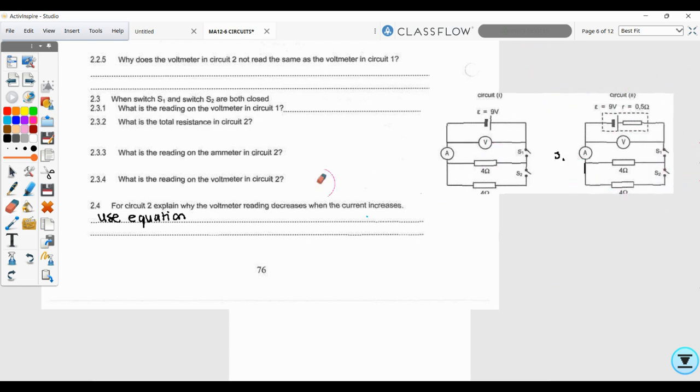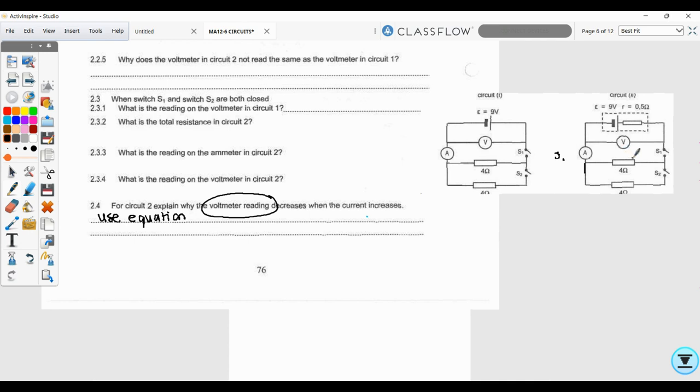So, what are you going to say? Why does this voltmeter reading decrease? Which equation? V is equal to I small r. Please don't ever use that equation in any explanation because it means 0. Is there a V in that equation? Doesn't help you. So please don't. So when you get a question like this, explain what happens to the voltmeter.